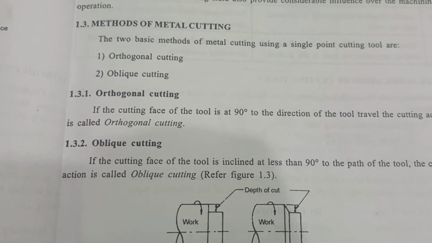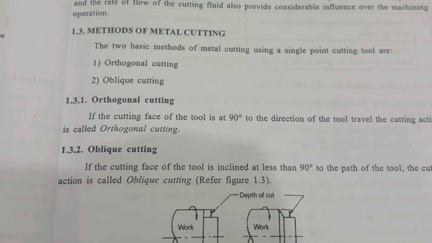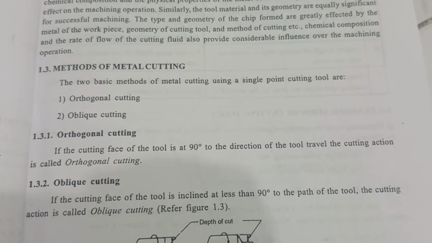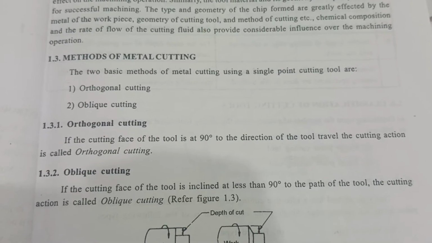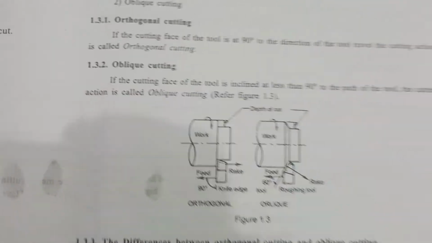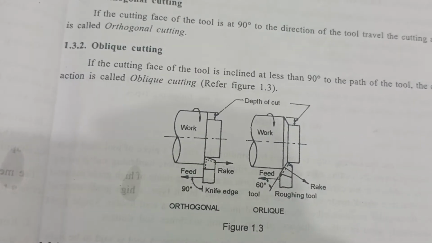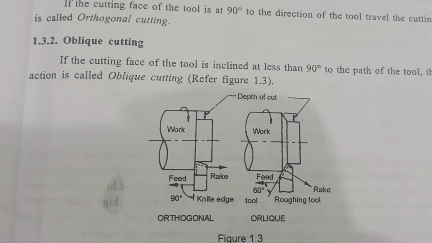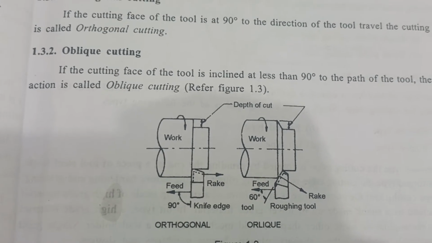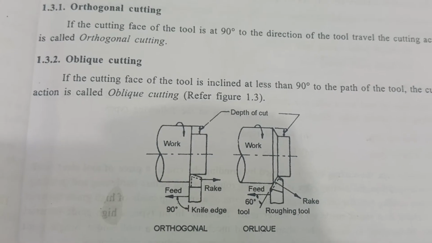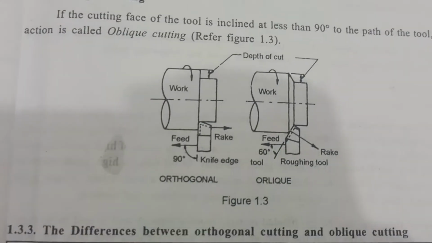Oblique cutting is when the cutting face of the tool is inclined at less than 90 degrees to the path of the tool; the cutting action is then called oblique cutting. Here are the two diagrams. You can see the difference between the orthogonal diagram and the oblique diagram. Here the angle between the tool and the workpiece is 90 degrees. Here it is less than 90 degrees, indicated as 60 degrees.